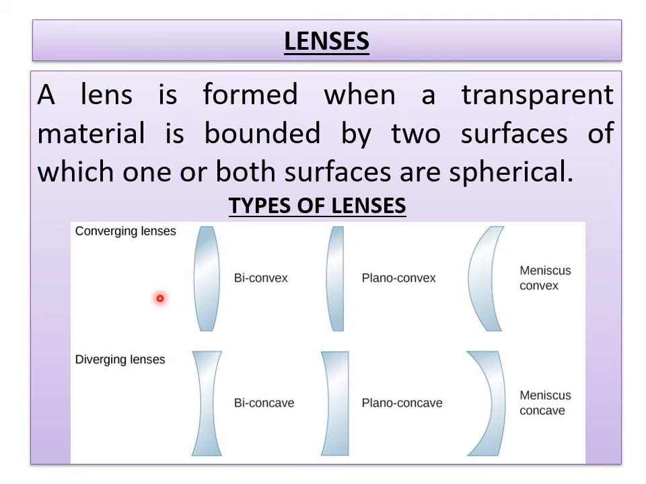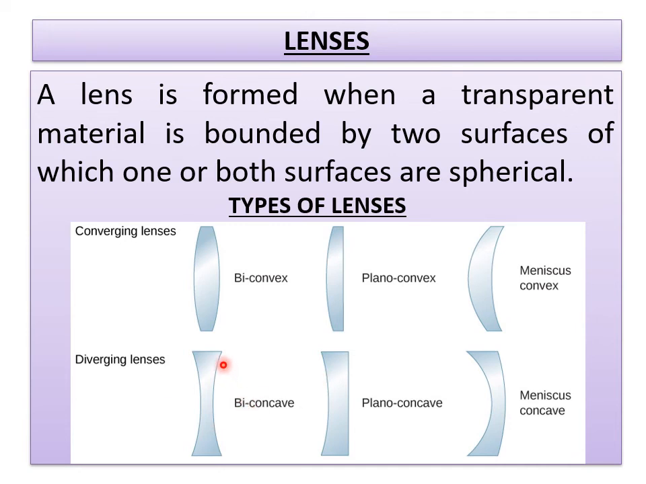So here, a converging lens comes under convex lens. So biconvex means both the surfaces are bulge out surfaces, and this is plano convex: one is plane, the other one is convex. And meniscus means, see, this is also bent in and bulge out. That means here one is convex and the other one is concave surface.